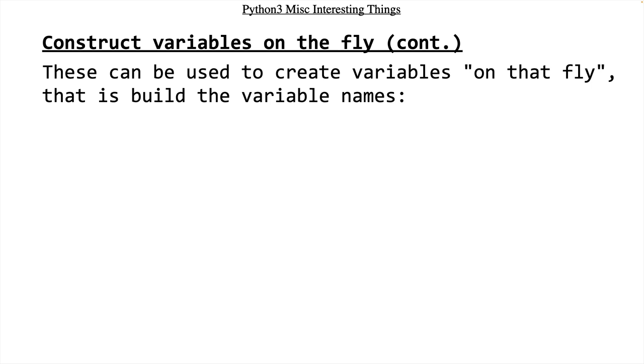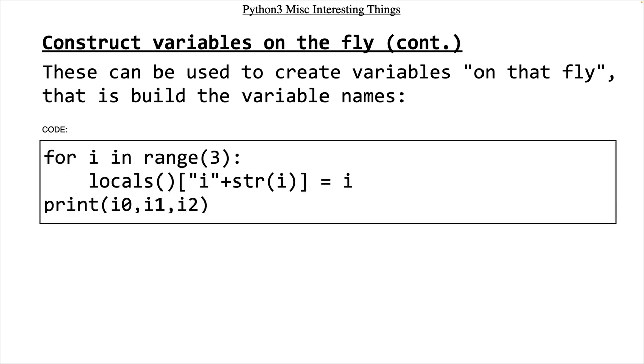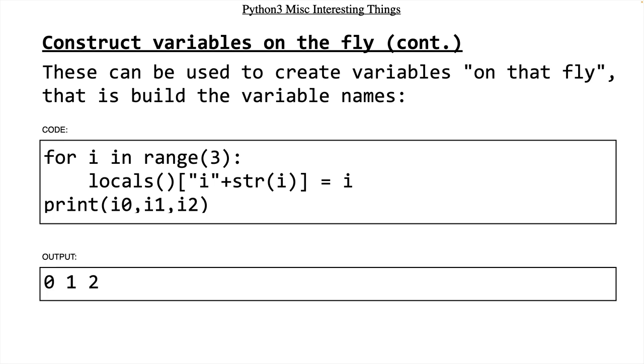So what we can do is we can build variable names like this. I have a loop that's going to iterate i through 0, 1, and 2. And then what I'm going to do is I'm going to call the locals function, and then I have in square brackets the string i plus the string interpretation of the current value of i, and I'm going to set it to i. So this is going to build a variable i0, set the value to 0, a variable i1, set its value to 1, and a variable i2 and set its value to 2. So, and then I'm going to print that out to confirm that yes, those variables actually do exist and they do have the values that were assigned to them in that statement in the for loop.